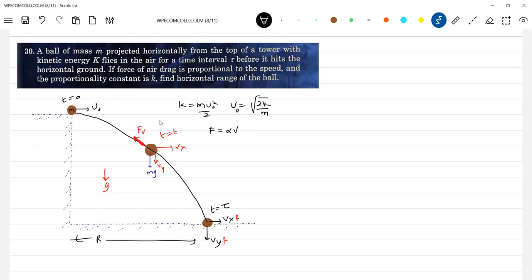The proportionality constant is K. Oh, it's available, no? Yeah, I didn't see it. I'll make it alpha, because the small k and capital K. Let's get into this one here.